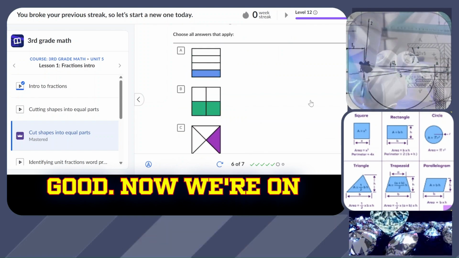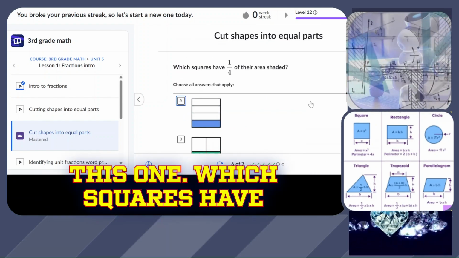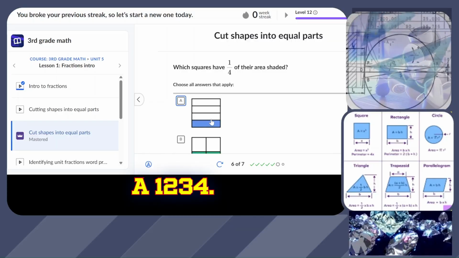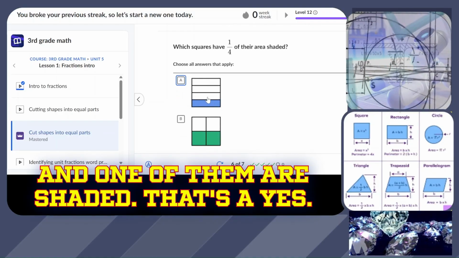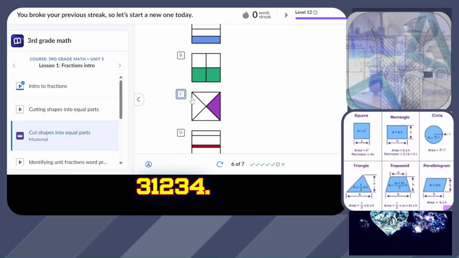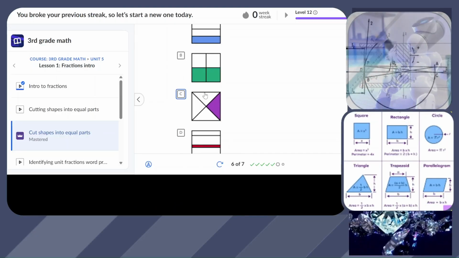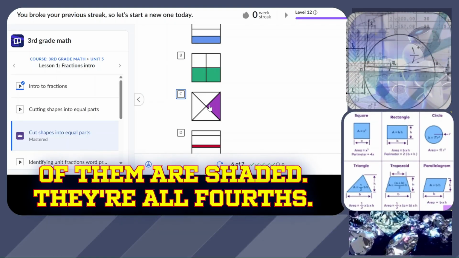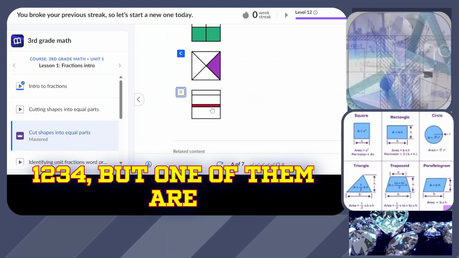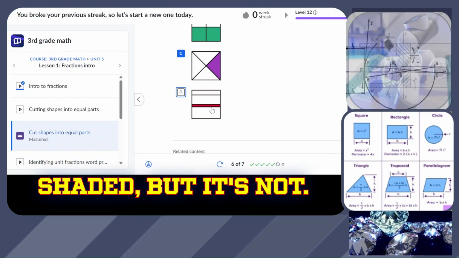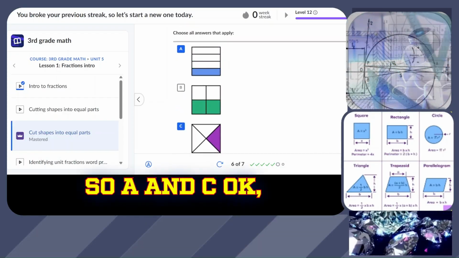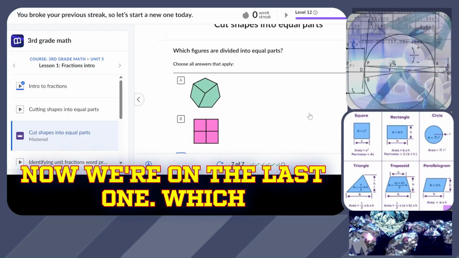Good. Now we're on this one. Which squares have 1/4 of their area shaded? A. 1, 2, 3, 4. And one of them is shaded. That's a yes. B. 1, 2, 3, 4. But 2 of them are shaded. That's a no. C. 1, 2, 3, 4. All 4 of them are equal parts, and one of them is shaded. They're all fourths. That's a yes. And the fourth one, 1, 2, 3, 4. But one of them is shaded, but it's not equal parts. So A and C.